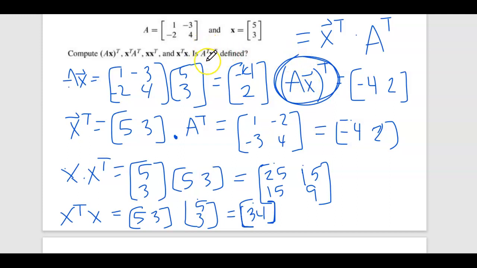All right, last question here. It says, is A transpose times X transpose going to be defined? Well, A transpose is a 2 by 2. And I'm multiplying that by X transpose, which is a 1 by 2. No, not defined.